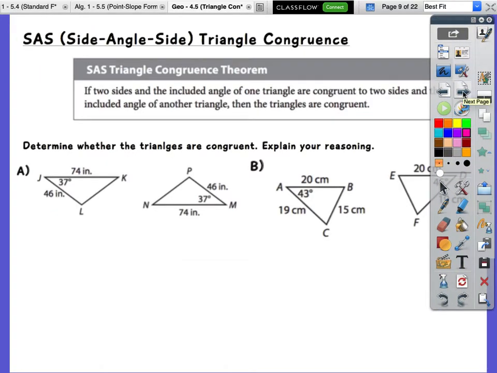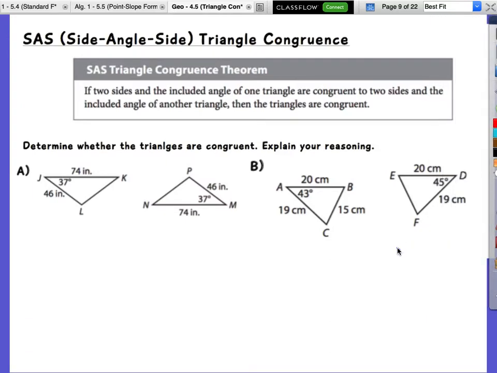Go down a little further, you run into SAS. What does SAS stand for? Side, angle, side. Very good. So we have side, angle, side triangle congruence. This is another shortcut. This will be our second shortcut. We had angle, side, angle. Now we have side, angle, side. This says if two sides and the included angle of one triangle are congruent to two sides and the included angle of another triangle, then the triangles are congruent. So this time, instead of having two angles and an included side, we reverse it: two sides and the included angle.